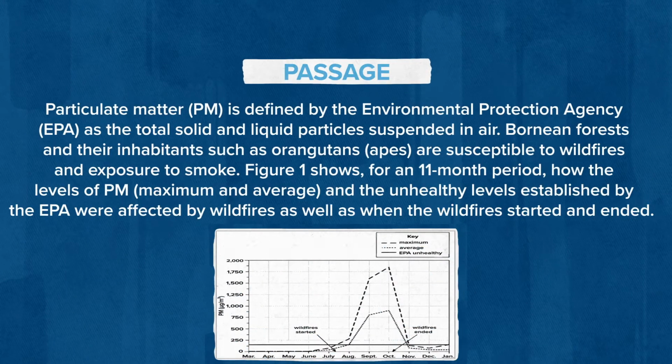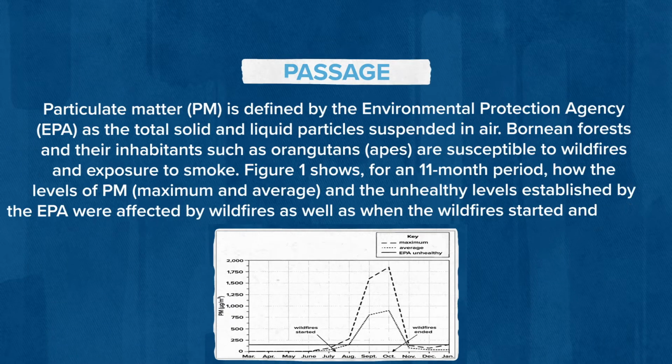This passage talks about the healthy level of particulate matter, or PM, in the air that is allowed by the Environmental Protection Agency at any time. Now, during wildfires, the particulate matter increases. And so the first graph shows this increase while the wildfires are starting and ending. The second graph shows how the increase in the particulate matter affects the health of the orangutan.